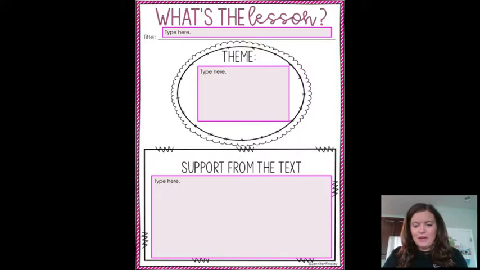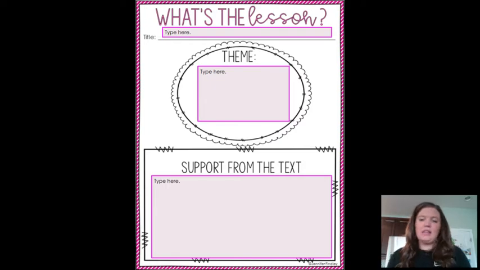Okay, so after you have read or listened to the book, The Invisible Boy, I would like for you guys to fill out the graphic organizer just like we would in school. We would read the story, we'd talk about the story, and then we would go ahead and fill out a graphic organizer with our evidence to support what we think the theme is from the text.